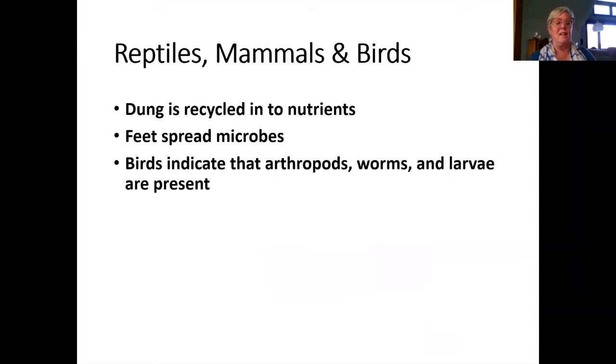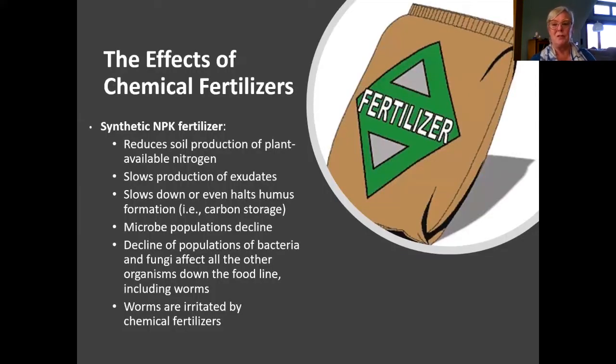So dung, just as the rest of the poop cycle and with microorganisms, those given off by other animals up above the ground is all getting recycled. The feet of these animals spread microbes. And obviously all of these organisms rely on the insects that are in the soil as well. That's their primary source for nutrition.